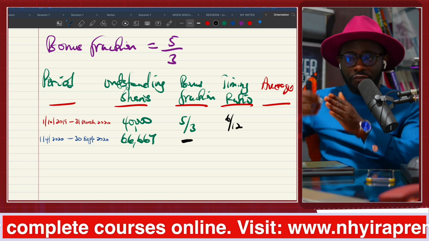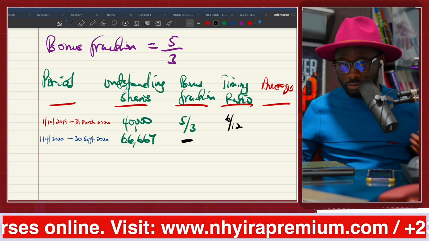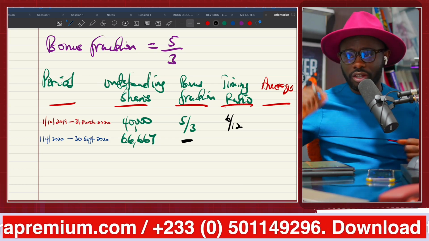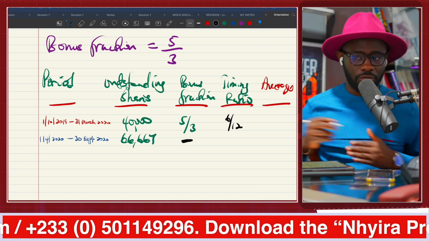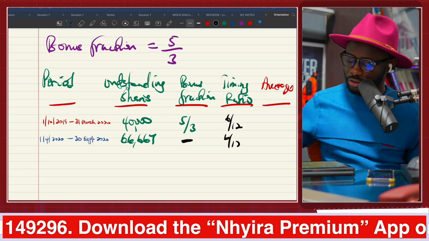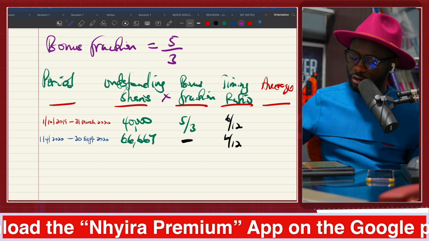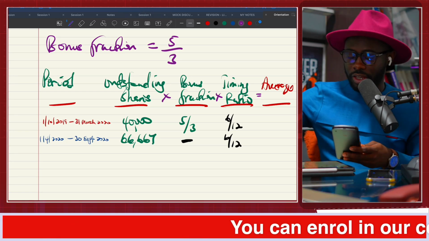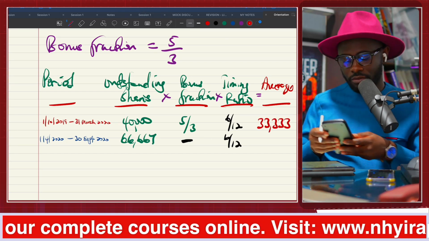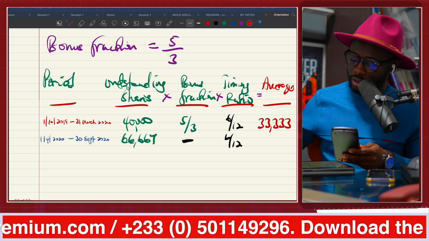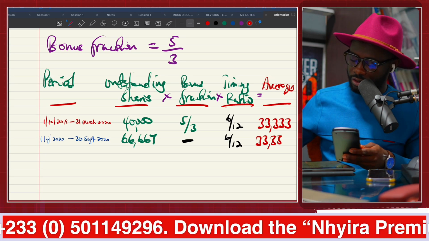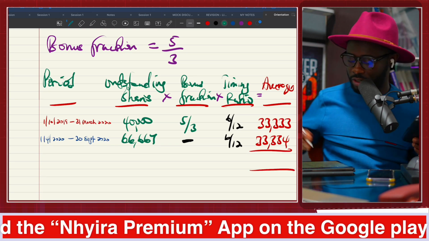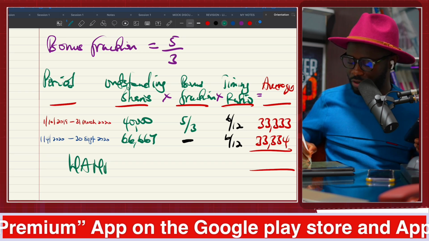Bonus fraction will not affect shares after the bonus issue. That is why we said the bonus fraction affects only shares prior to the issue. So after the issue, the bonus fraction will not come in. Timing ratio, 6 over 12. So we multiply up. Remember, we are multiplying everything. That is what is giving us the average. 33,333. Then we look at the second one, and that is 33,334 approximately. So we can then add the two up, and that gives us the weighted average number of equity shares.